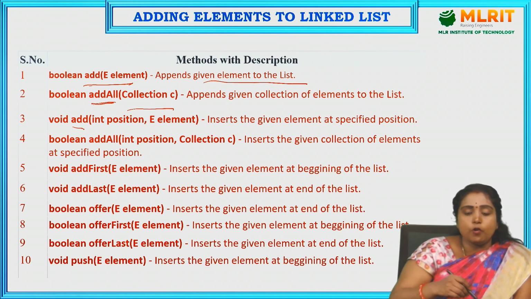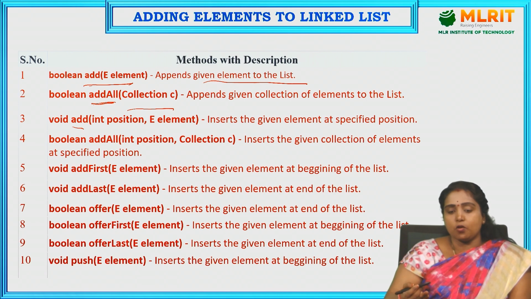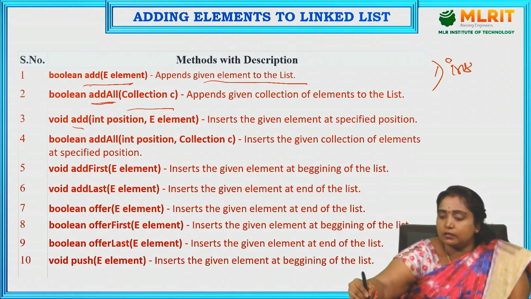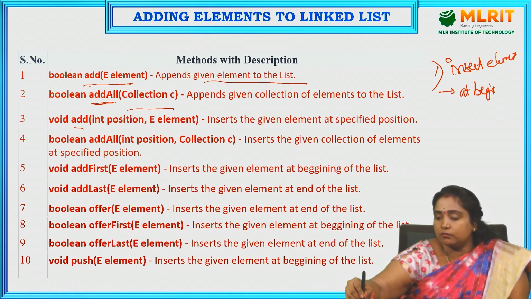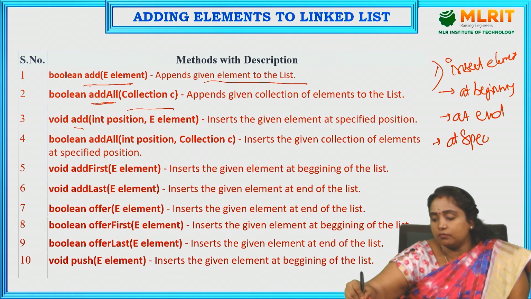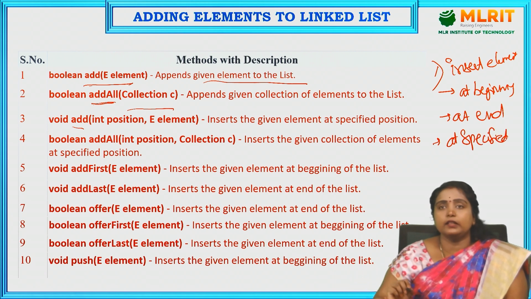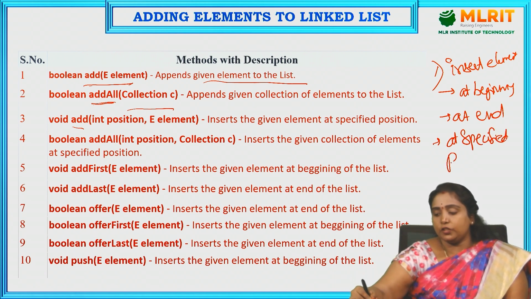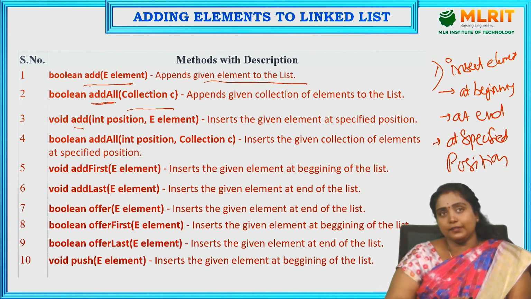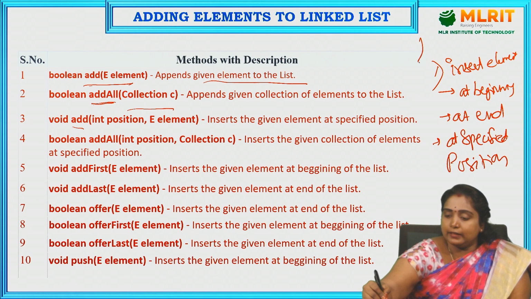And what are the operations you can have for inserting an element? First one is at the beginning position, at the end position, and at a specified position, isn't it? So at a specified position you can insert an element. These are the three insertion operations for a regular linked list.